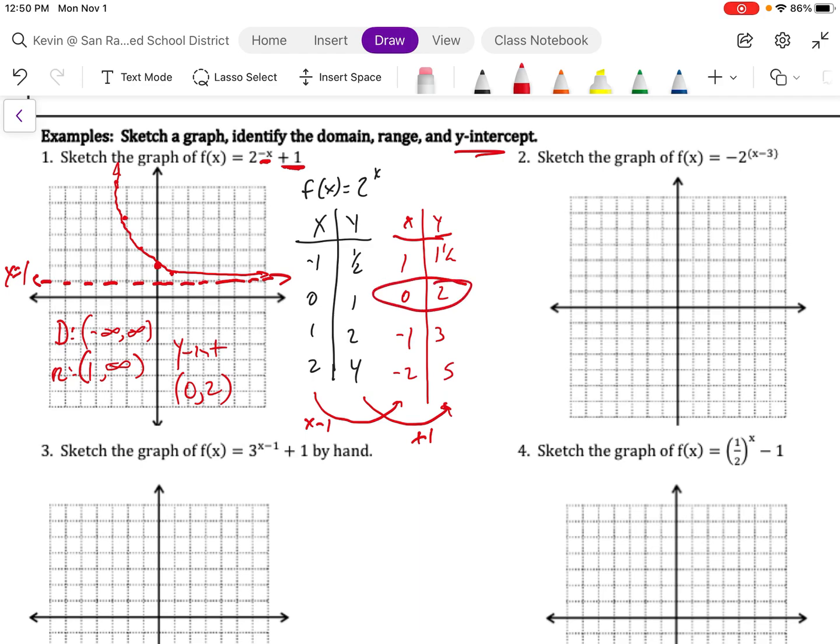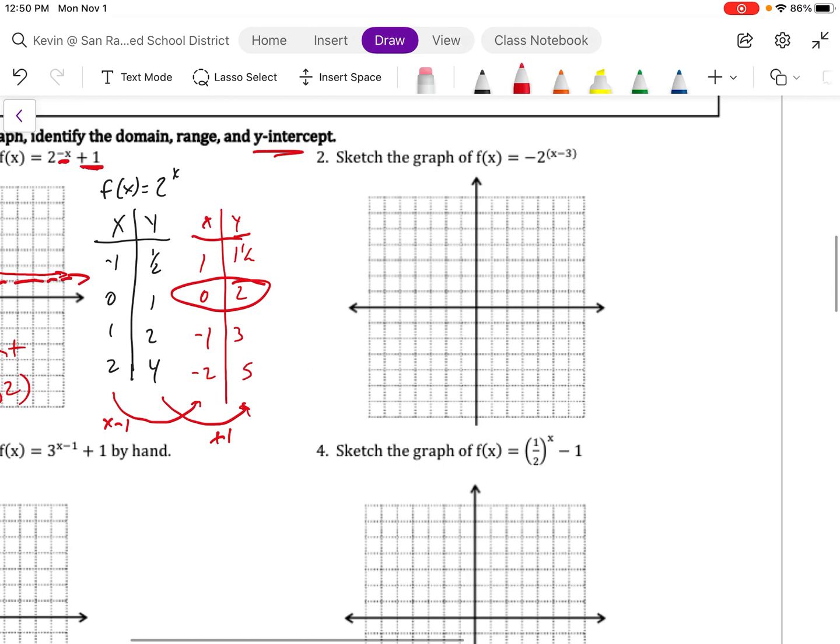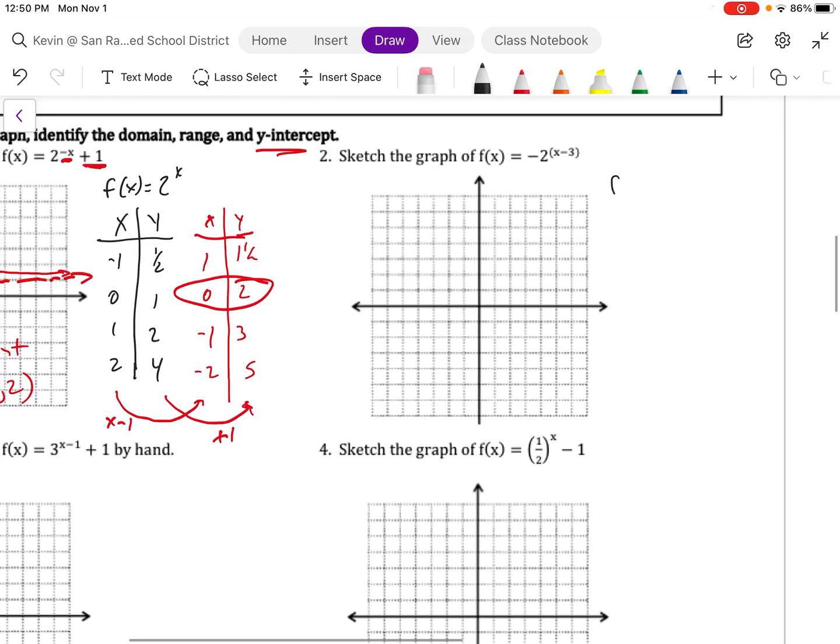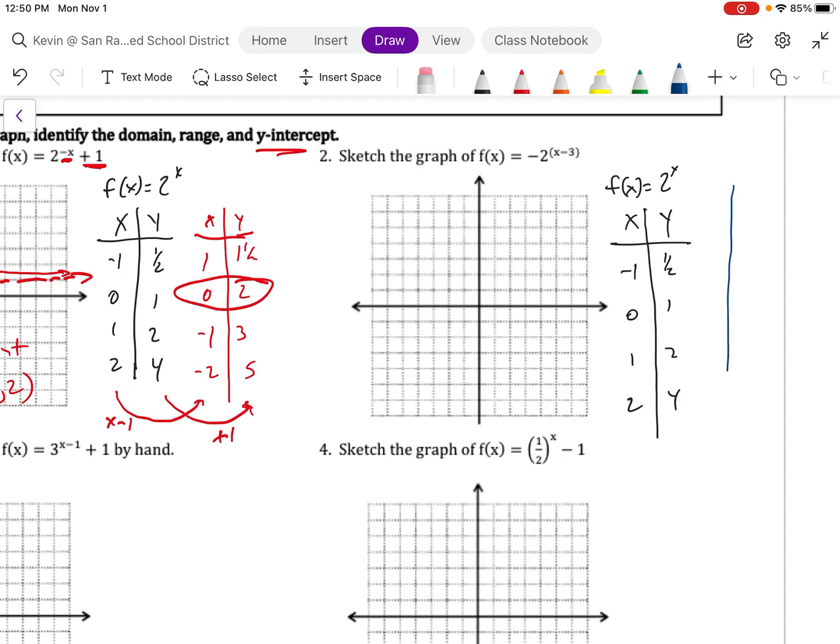Okay? So let's take a look at number 2, where we have another function. Same thing. I'm going to do my f of x equals 2 to the x power. I just strongly encourage you always do your parent. So again, -1, 0, 1, 2, 1/2, 1, 2, and 4. And we'll do this one in blue.